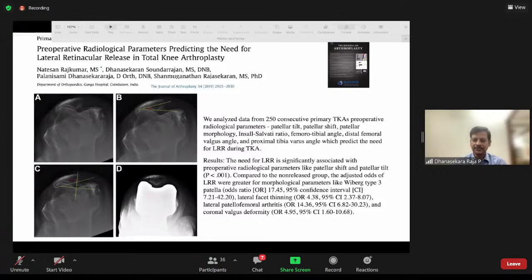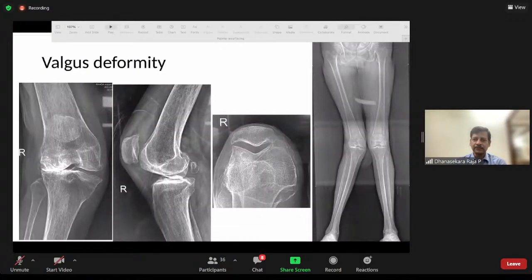So these are two factors which influence the lateral release rate. If these two factors are present, then the lateral release rate is very high. Especially Weiberg type 3 patella, there is a higher lateral release rate. And with valgus deformity, we know there is lateral retinacular tightness, and many of these patients require lateral release. So if there is gross patellofemoral subluxation, it's better to go through a lateral approach, which will automatically release the lateral retinaculum, leading to better patellar tracking.